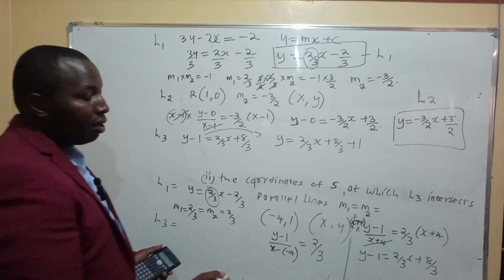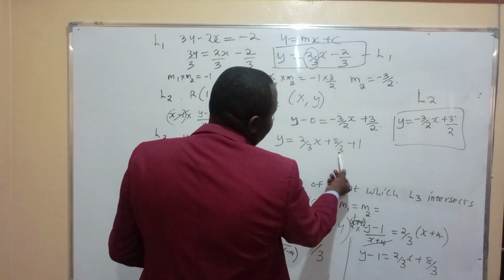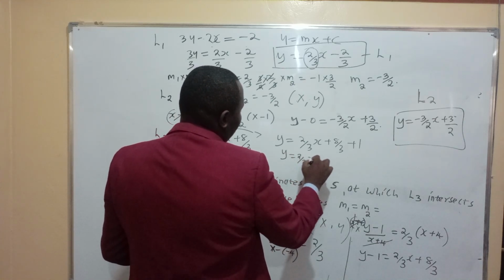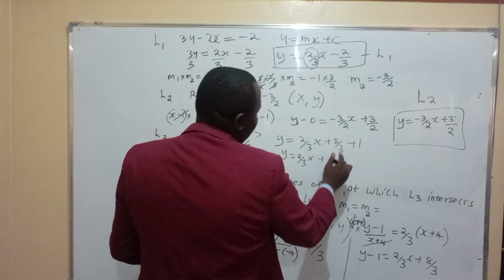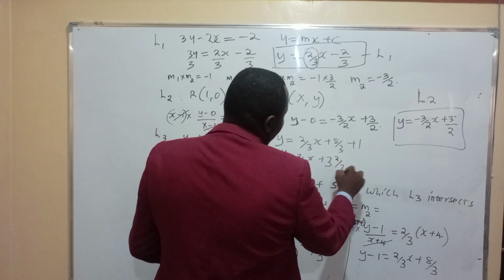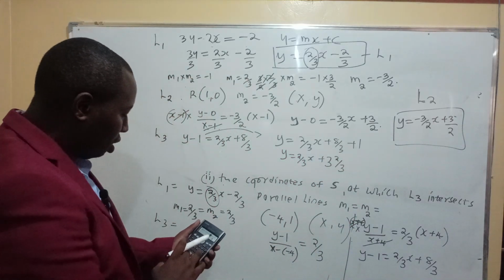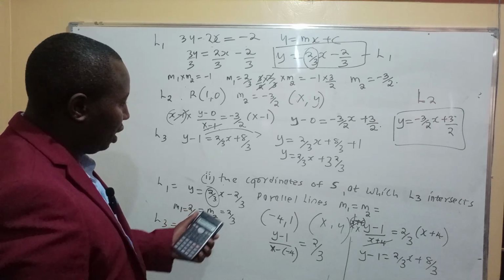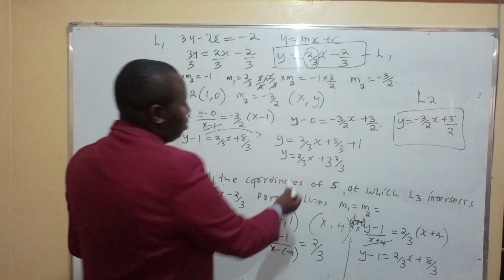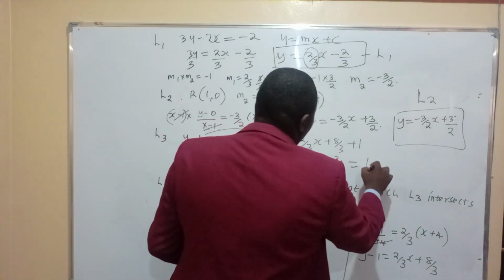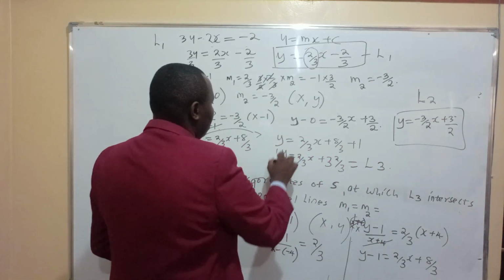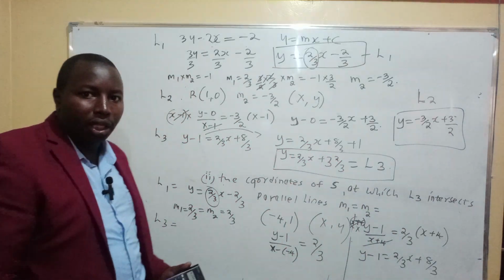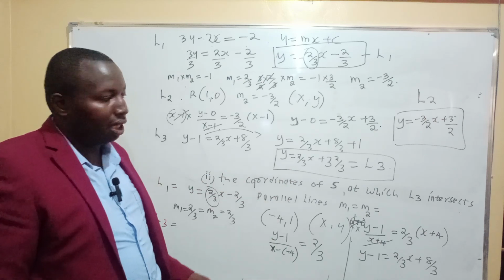So we get 8 over 3 plus 1. You get y is equal to 2 over 3x plus 3, 2 over 3. So that's what you get. This is your equation R3. It should be calculated like that.